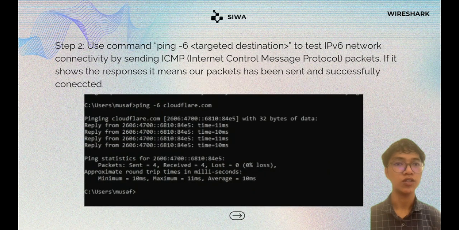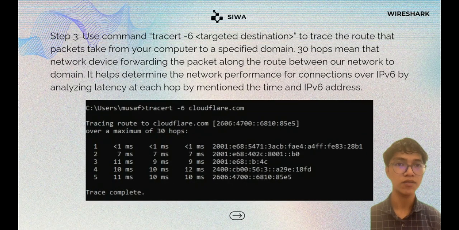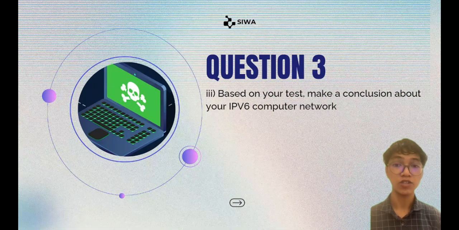Next is step 2, which is to use the command ping -6 with the target destination, cloudflare.com, to test IPv6 network connectivity by sending ICMP (Internet Control Message Protocol) packets. If it shows responses, it means our packet has been sent and successfully connected. Next is step 3, using the command tracert -6 with the same target, cloudflare.com, to trace the route that packets take from your computer to the specified domain. 30 hops means the network devices forwarding the packet along the road between our network and the domain. It helps determine the network performance for the connection over IPv6 by analyzing latency at each hop, showing the time and IPv6 address.